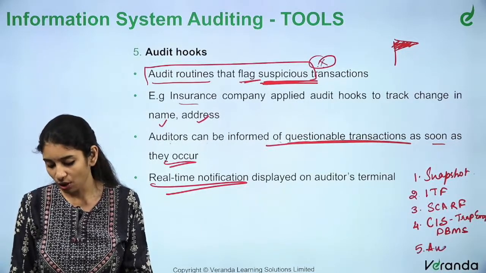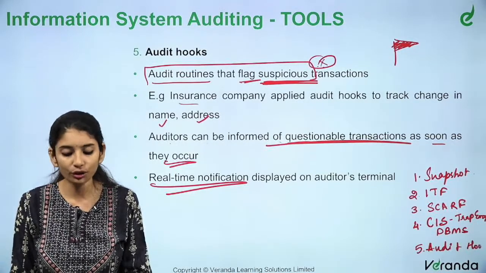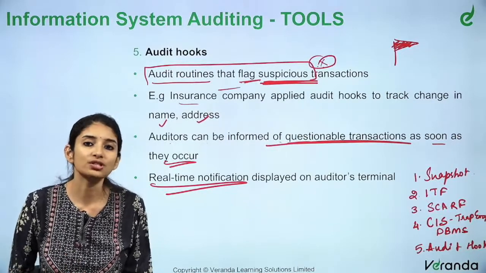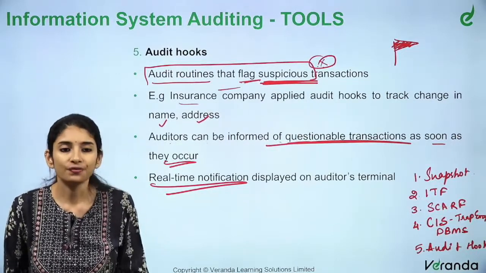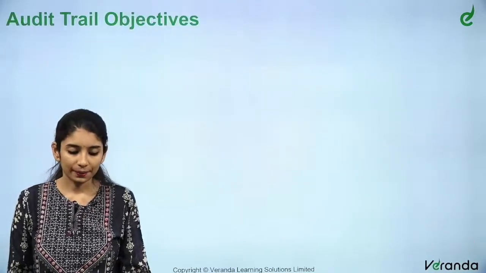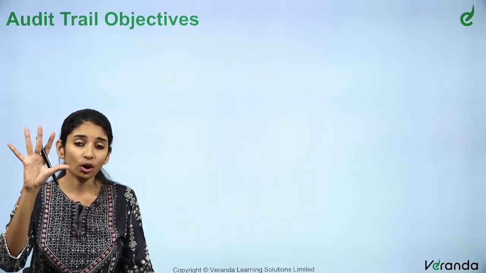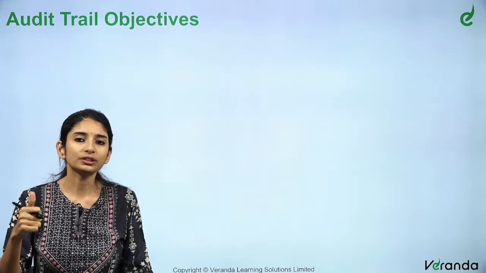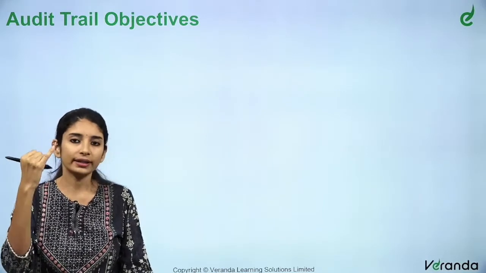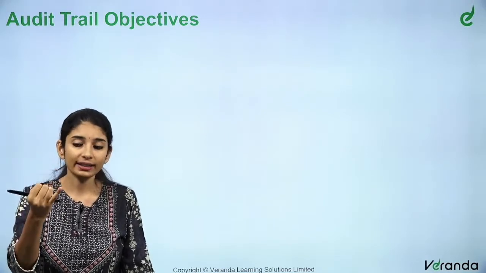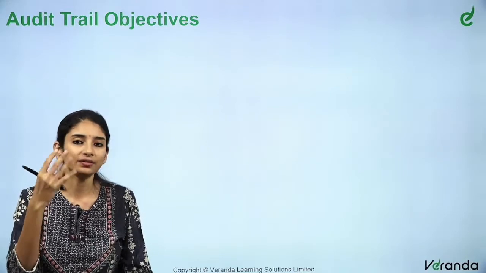And the 5th one was audit hook. Audit routine to flag suspicious transactions. Clear, guys, with the 5 audit tools? First we studied the objectives of audit, which are 4: data safeguarding, asset safeguarding, data integrity, system effectiveness, and system efficiency.